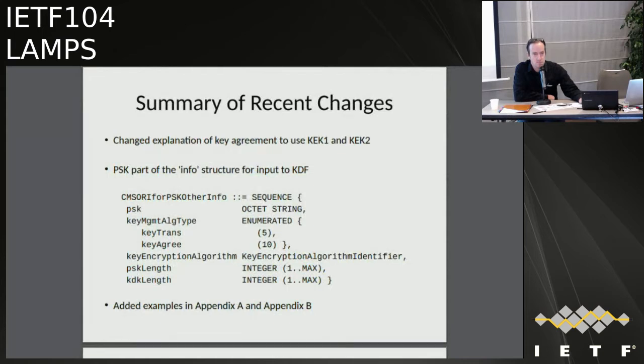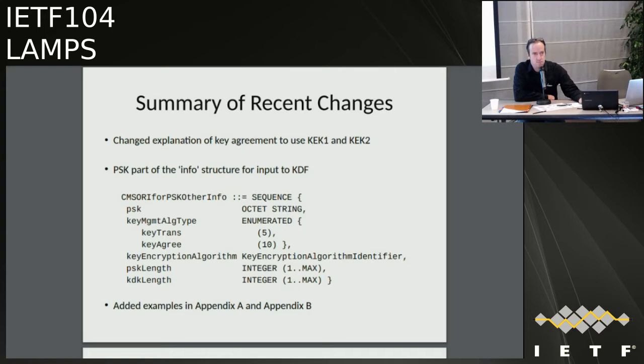The way that the key agreement was described talked about a key derivation key, but when you actually looked back at the other CMS documentation, it talked about producing a key exchange key. So to align the terminology with the things that are in RFCs, we talk about using the key agreement scheme to produce KEK1, mixing it with the PSK to produce KEK2. It's just so that the terminology lines up across documents. To do that, a key derivation function is used.